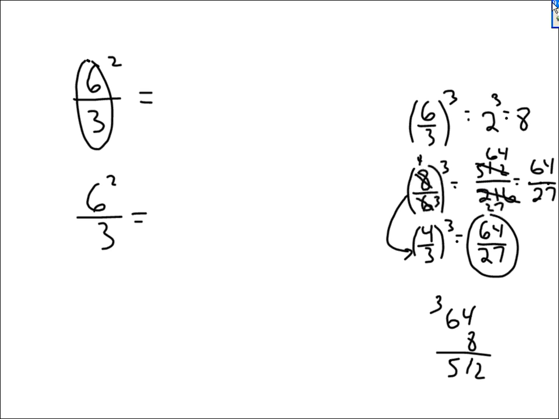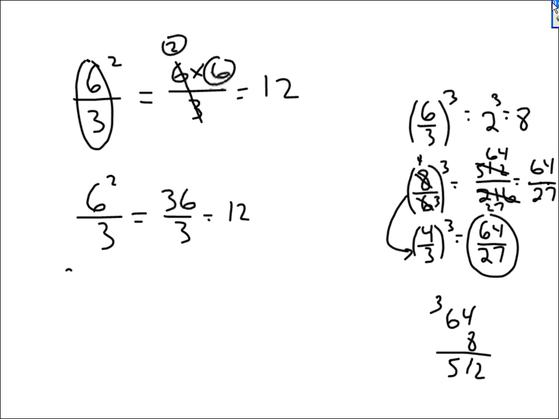Over 3. Now, you can say it's 36 over 3, and 3 goes into 36 12 times. But that might be hard for you, which is fine. 6 squared means 6 times 6 over 3, and 3 goes into the 6 2 times. Oh good, I know what 2 times 6 is. Sometimes you don't want to figure out what 6 squared is, because this 3 is going to go in.